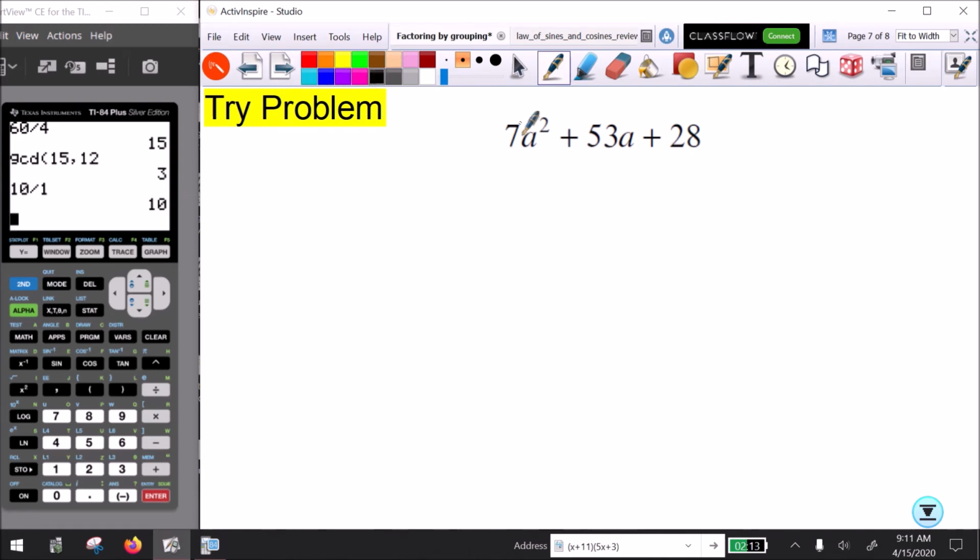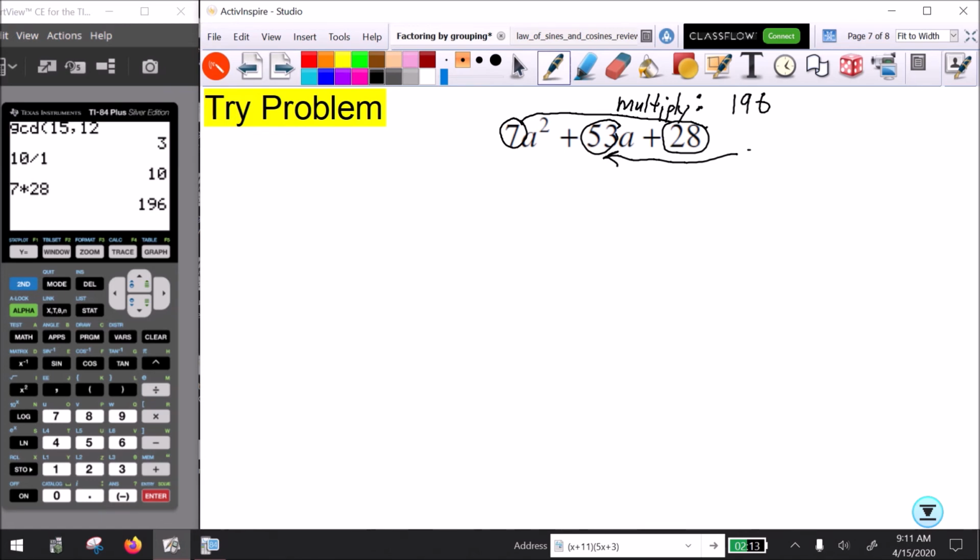So you want to begin by taking the leading coefficient and the constant at the end, multiplying them together. Ooh, this is going to be a big one. These two numbers multiply to 196. So we're looking for a pair of numbers that have a product of 196 and a sum equal to 53.